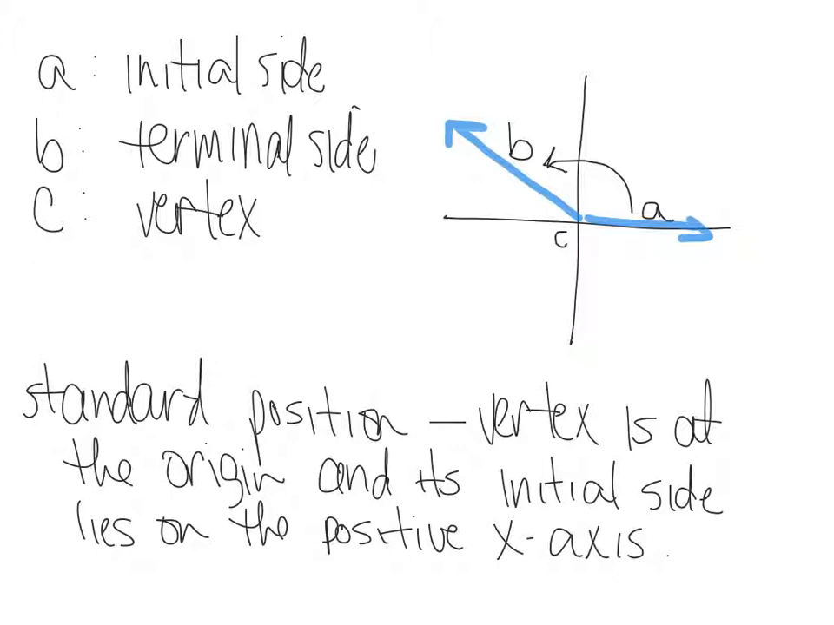So standard position is when the vertex is at the origin and its initial side lies on the positive x-axis. Okay, that is standard position.